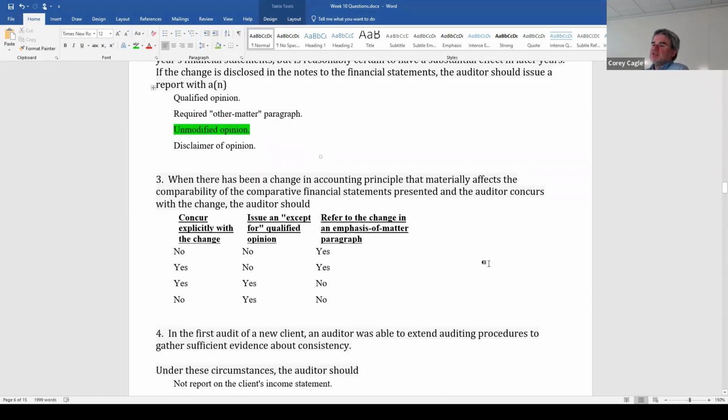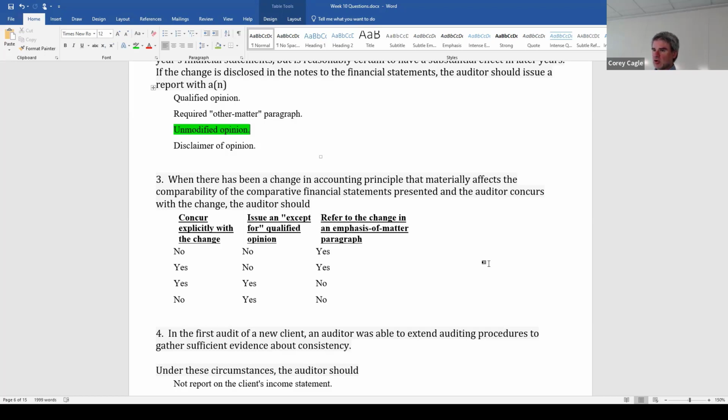Number 3 says when there's been a change in accounting principle that materially affects the comparability and the auditor concurs with the change, what should we do? Do we need to concur explicitly with the change? No, we don't have to say, we concur with this change. That's not up to us to make that statement. Do we qualify the opinion? What we're talking about: change in accounting principle, material, affects comparability, concurs with the change. So we're fine, right? There's no GAAP departure. We concur with the change.